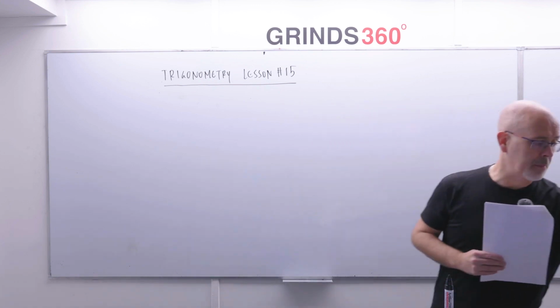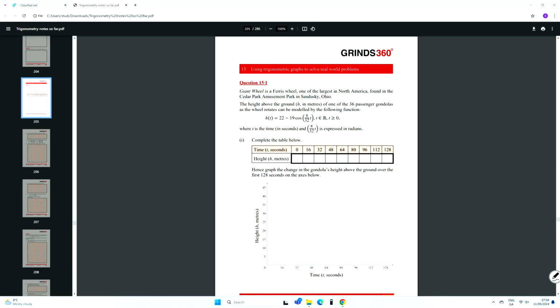So if you look at the first question there on page 204, it looks like this. It says, Giant Wheel is a Ferris wheel, one of the largest in North America, found in the Cedar Park amusement park in Sandusky, Ohio. The height above the ground, h in meters, of one of the 36 passenger gondolas can be modeled by the following function. So here's our function here, h of t is equal to 22 minus 19 times cosine pi over 32t, where t is a real number and t is greater than or equal to 0. And we're told t is the time in seconds, and that pi over 32t is expressed in radians. So I'm being told that it's expressed in radians.